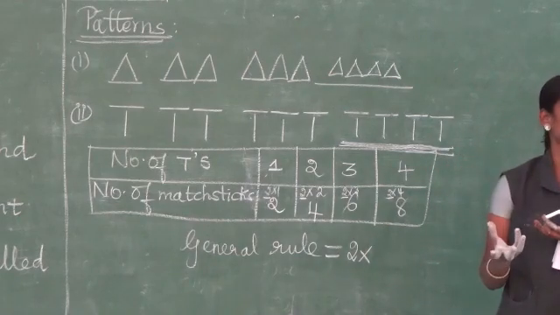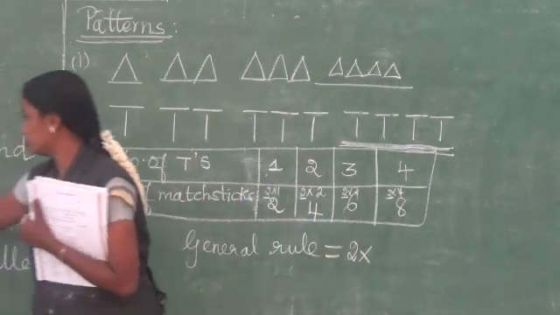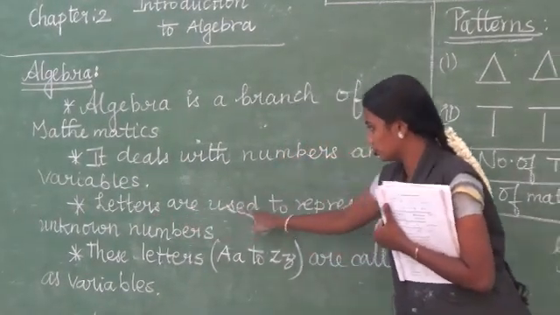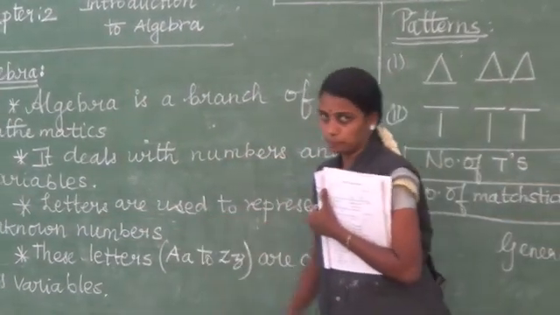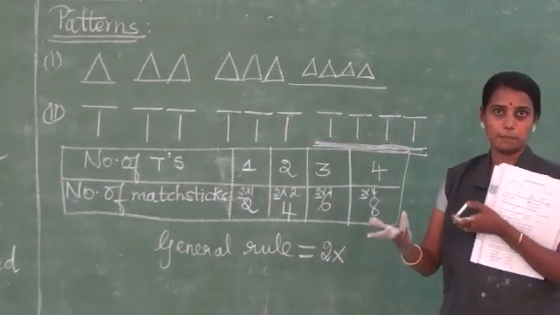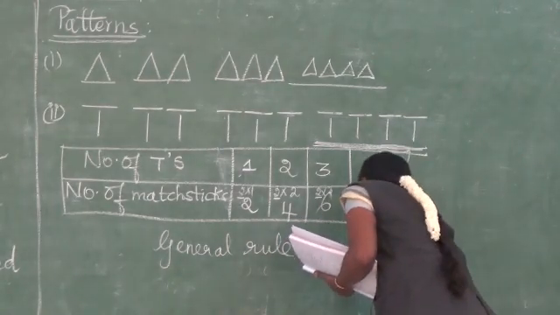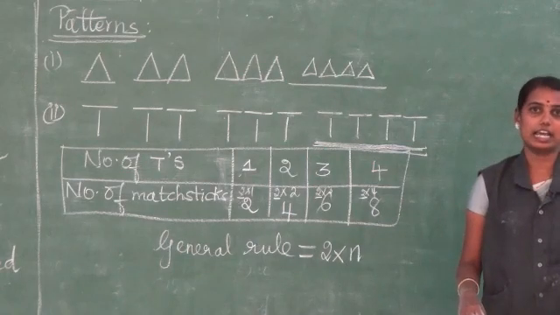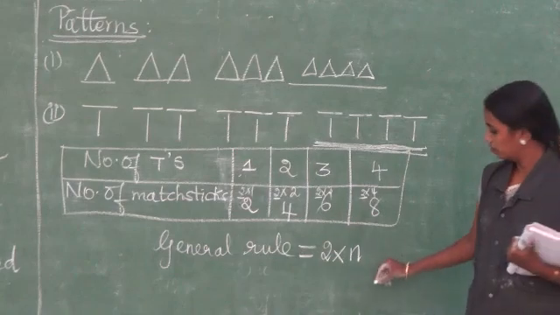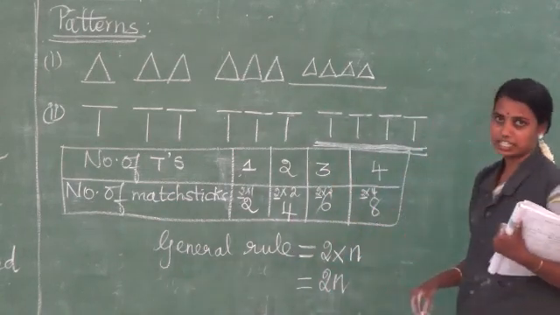An unknown number is represented by a letter. Yes or no? Letters are used to represent unknown numbers. Here we don't know how many. It may be any number. So we are going for the general rule. You can have any letter. I am giving here n. The general rule is 2 into n. It can be written as 2n.